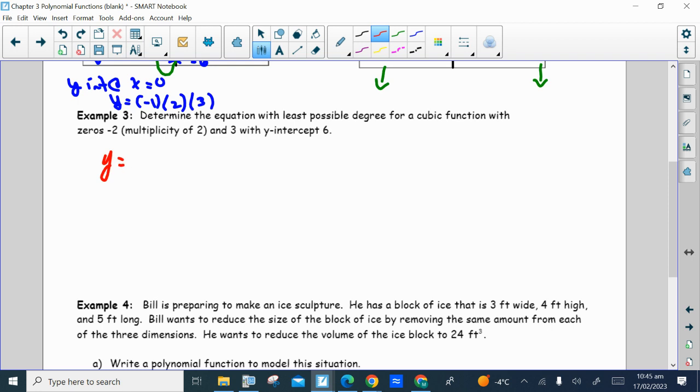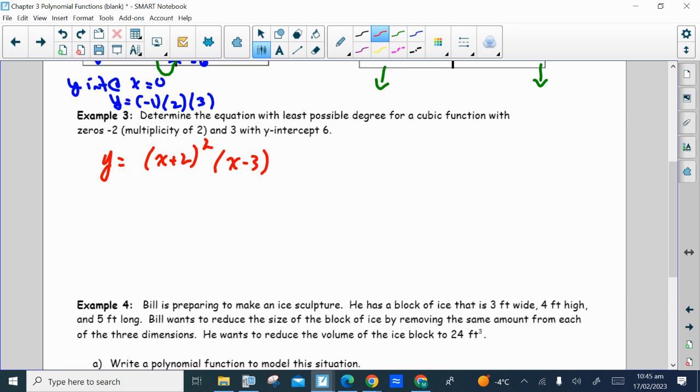But we can start to build this equation, right? If you have a 0 of -2, that means x plus 2 would be a factor. But because it has a multiplicity of 2, that means that factor is squared. And you also have an x-intercept of positive 3, which means that x minus 3 is a factor, and it has a multiplicity of 1.